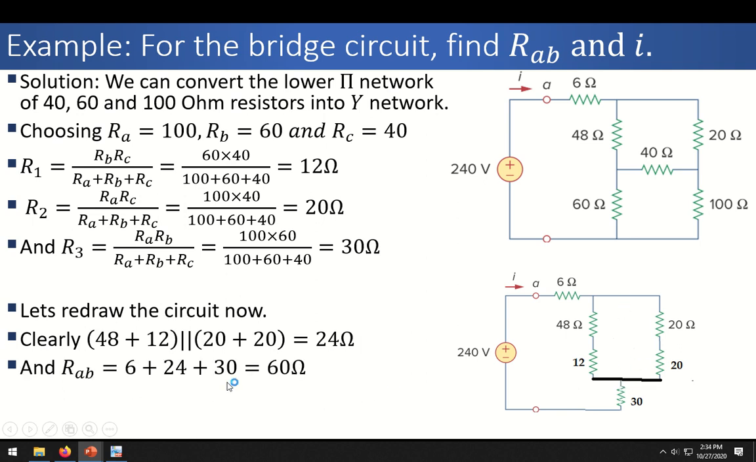And in that case, next we can easily see that total resistance across terminals A and B will be equal to 6 plus this resistance, that is 24 plus 30. So this will be 6 plus 24 plus 30. This is 60 ohms. So now we have RAB, that is 60 ohms. So for total current, we can again use this formula. Total current is total voltage divided by total resistance. So this is 240 divided by 60. So this is 4 ampere. So this will be the actual current that is being supplied by the 240 volt source.